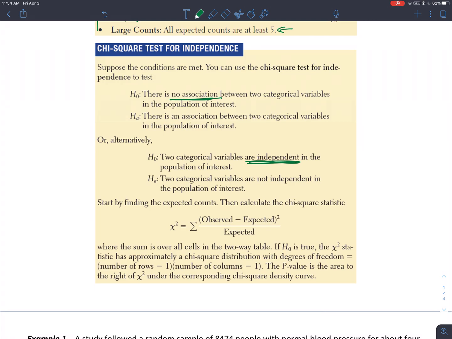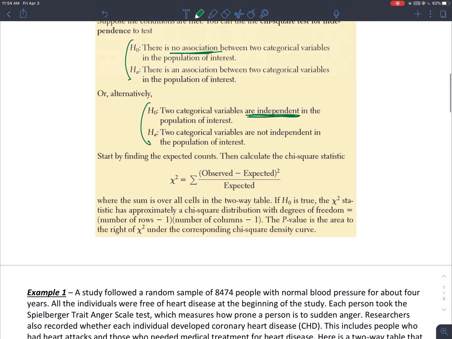You can write your hypotheses this way or this way. And I would follow either the question. If the question says do a test for association, then you state your hypotheses in terms of association. If the test says do a test for independence, then you state your hypotheses in terms of independence. If it doesn't tell you what to do, then you just pick one. Okay? And then you start by finding expected counts.